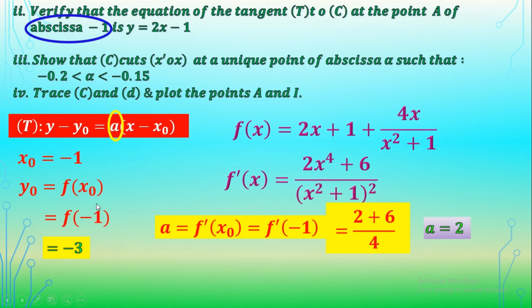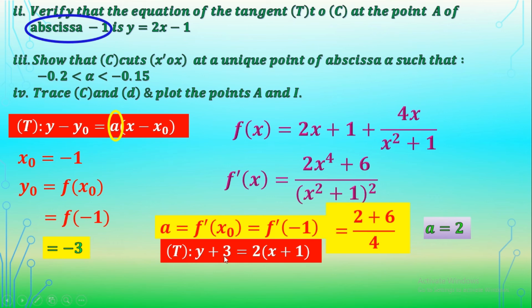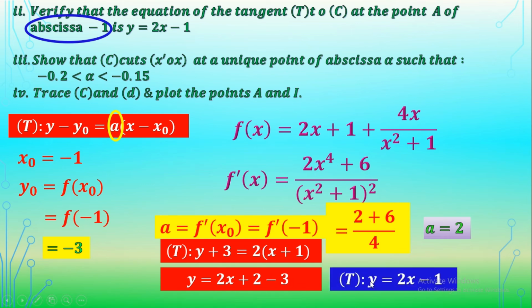We can just replace x0, y0, and the slope a by their values. We get the equation of this tangent is y plus 3 equals 2 into x plus 1. Now if we solve it, note that when we expand, it will be 2x plus 2 times 1, which is 2, and plus 3 we can get to the other side. It will be minus 3. Now plus 2 minus 3 is minus 1. Therefore the equation of this tangent is y equals 2x minus 1. Note it's the same as they are asking us about.